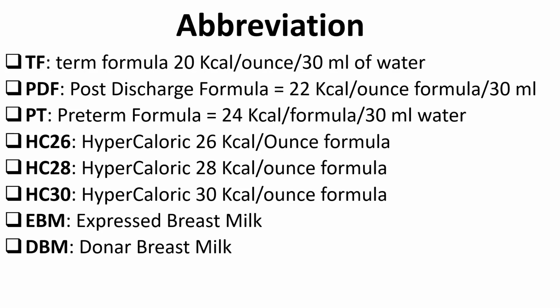So we have two types of donor breast milk. The donor breast milk that is taken from pooled ladies and processed. In North America we call it Prolacta, the company. In Europe they call it Humavan. And sometimes we have designated lady donor breast milk.